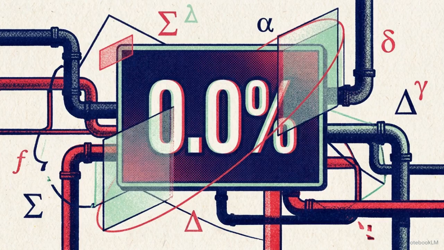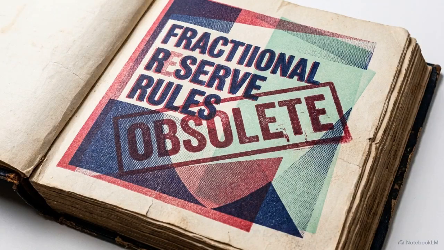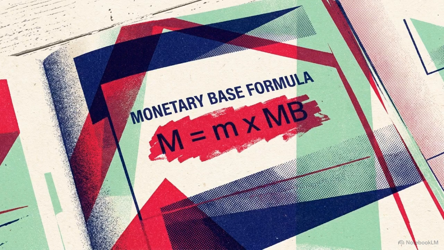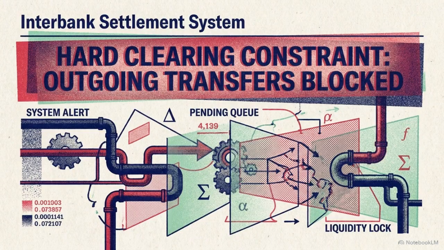In March 2020, the United States Federal Reserve dropped the reserve requirement to exactly 0%. The mechanical rules that governed banking for a century have been disabled. Because banks do not lend out deposits, understanding true equity valuation requires unlearning the multiplier. We have to examine the actual mechanical clearing constraints of the modern banking system.